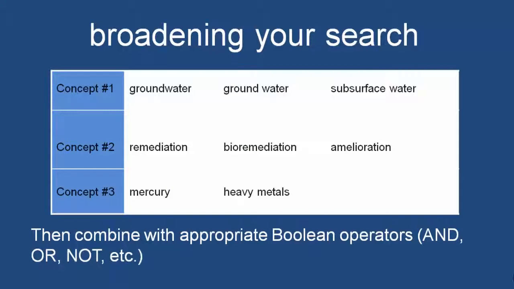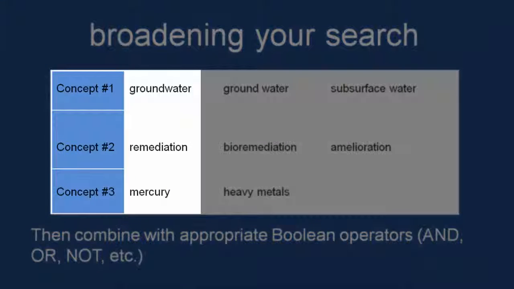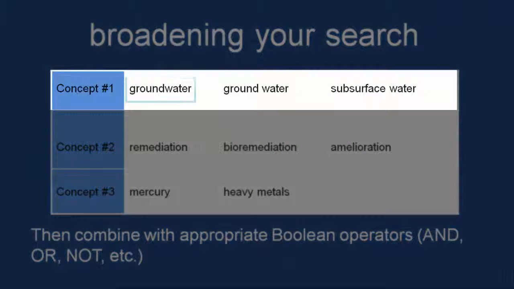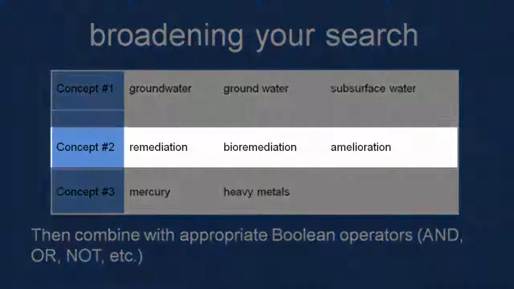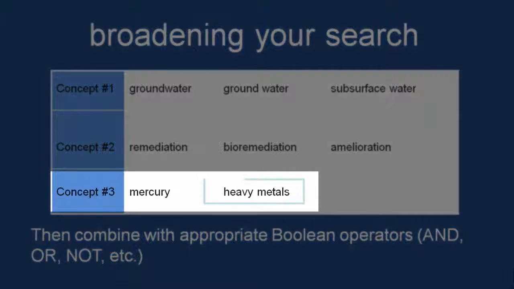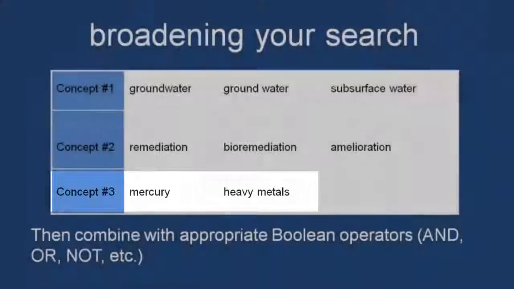In our example, we have the 3 different concepts in the first column of the chart and the alternate terms in the other columns. So we have groundwater as 1 word, groundwater as 2 words, and subsurface water. For the remediation concept, we have bioremediation and amelioration as alternate terms. For the mercury concept, we have the broader term heavy metals as an alternate search term.